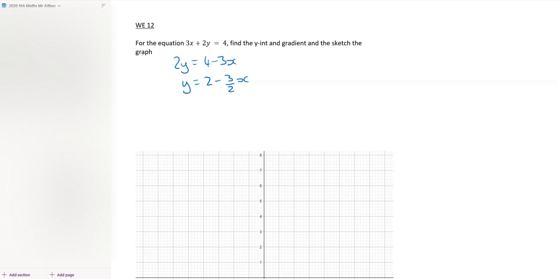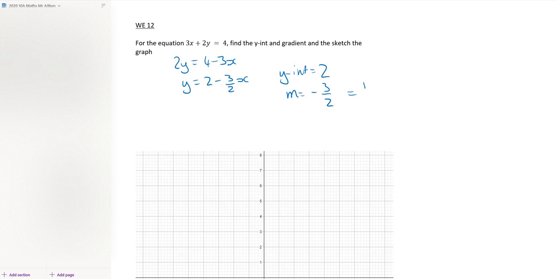So what is my y-intercept here? Remember the y-intercept is the constant: 2, just positive 2. The y-intercept's positive 2. And what's my gradient? Remember the gradient is always the coefficient of x. Very close. It is 3 over 2, so 1.5, but it's a minus, so it's negative. I've got 2 minus 3 over 2x, so my gradient there must be negative 3 over 2.